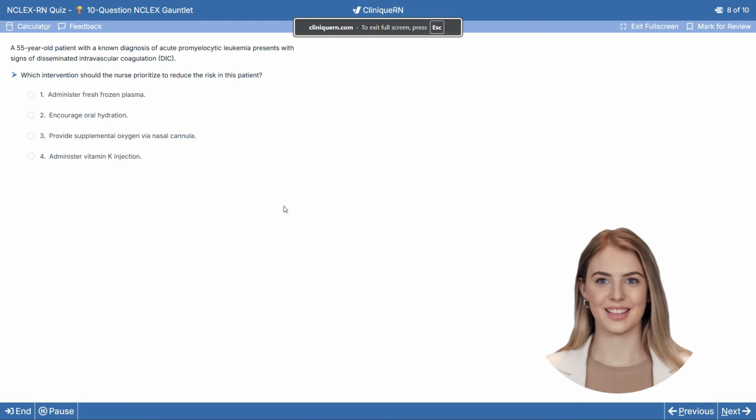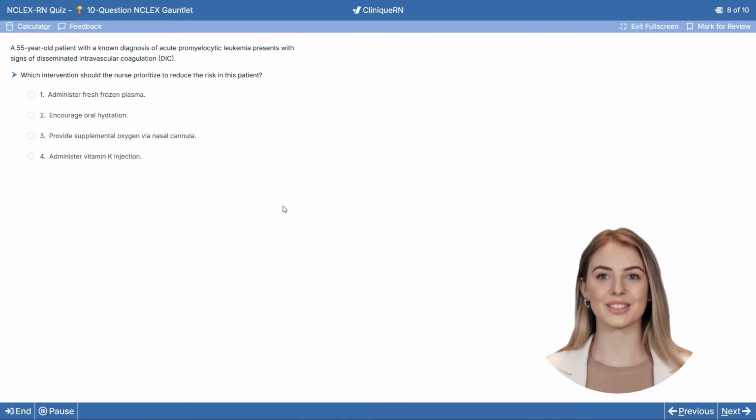Now question 8. This one's a life or death kind of question. A 55-year-old patient with acute promyelocytic leukemia suddenly shows signs of disseminated intravascular coagulation. The bleeding won't stop. Platelets are dropping, and you've got 4 possible interventions on the table. The question is, what's your priority right now? Which intervention should the nurse prioritize to reduce the risk in this patient?